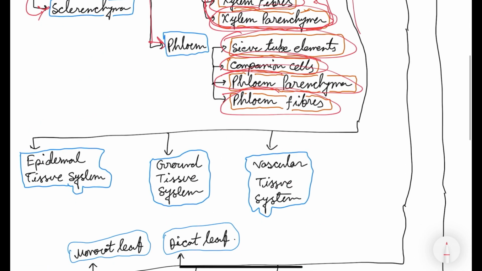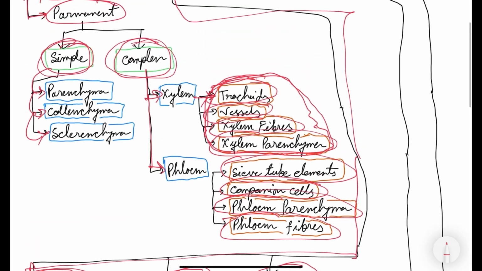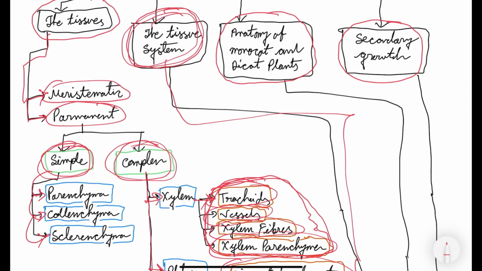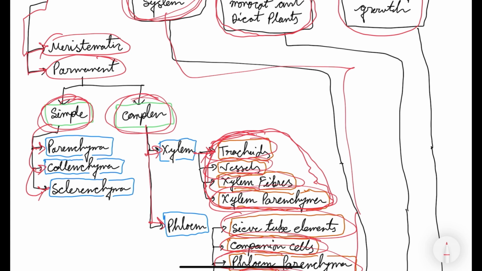So in plants, the tissue system is further divided into three classes. First, you're going to read about the epidermal tissue system. Second, the ground tissue system. And third, the vascular tissue system. Okay. So then we're going to proceed to the next part. In the third topic, we're going to read about the anatomy of monocot and dicot plants.